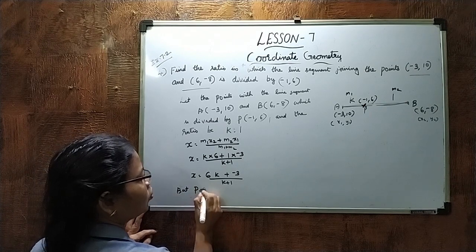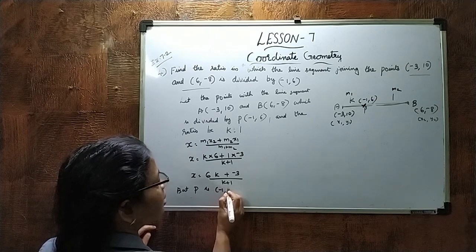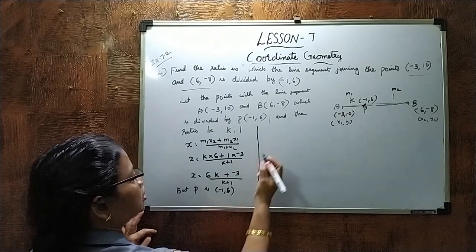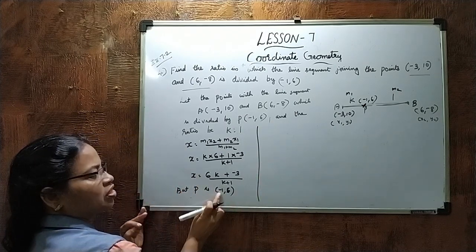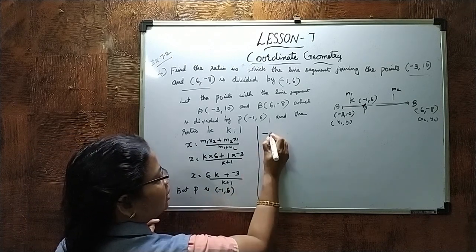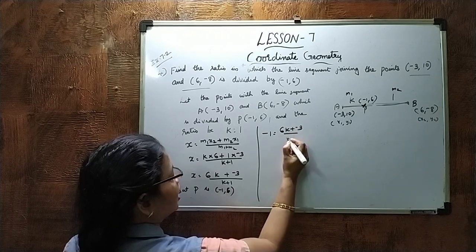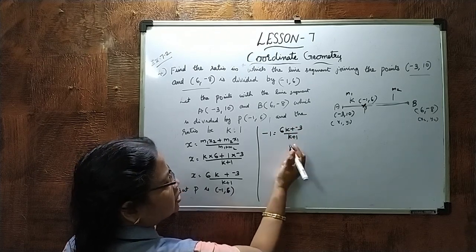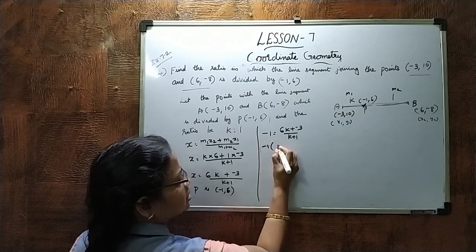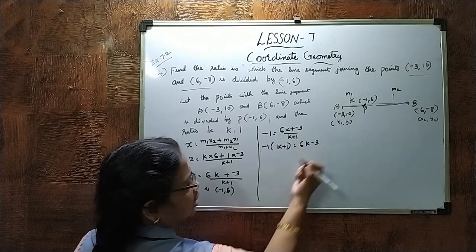P is negative 1, 6. So instead of X, what do you have to substitute? It is negative 1. Negative 1 equals (6K plus negative 3) divided by (K plus 1). Just cross multiply: negative 1 into (K plus 1) equals 6K minus 3.